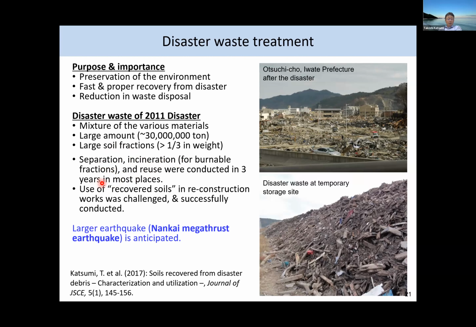And for most of the separated materials we had experience, but for the recovered soils from disaster debris, we did not have such experience. So it was a big challenge to use the recovered soils in reconstruction works, and it was finally successfully conducted. But we have another anticipation of a future larger earthquake, which will occur in the next decades, called the Nankai megathrust earthquake. So we have to prepare for the future larger disaster.